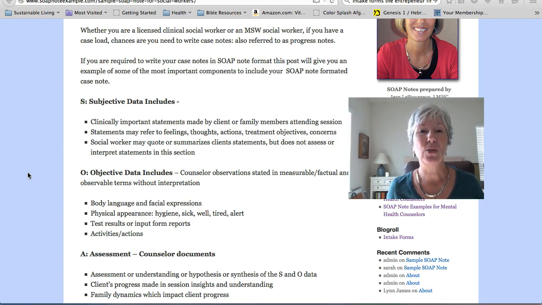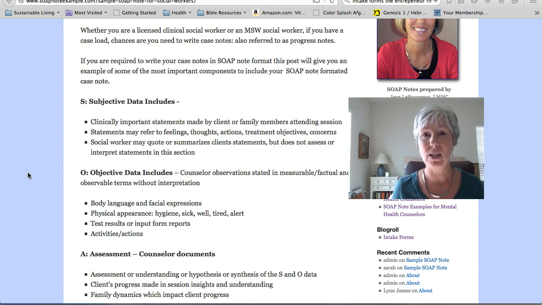You would also include statements that the client may make referring to their feelings, thoughts, actions, treatment objectives, new concerns, anything that's really pertinent to the overall treatment plan and the client's progress. Now, the social worker may want to quote or summarize client statements. But under the S, the subjective data, you don't assess or interpret statements in this section.